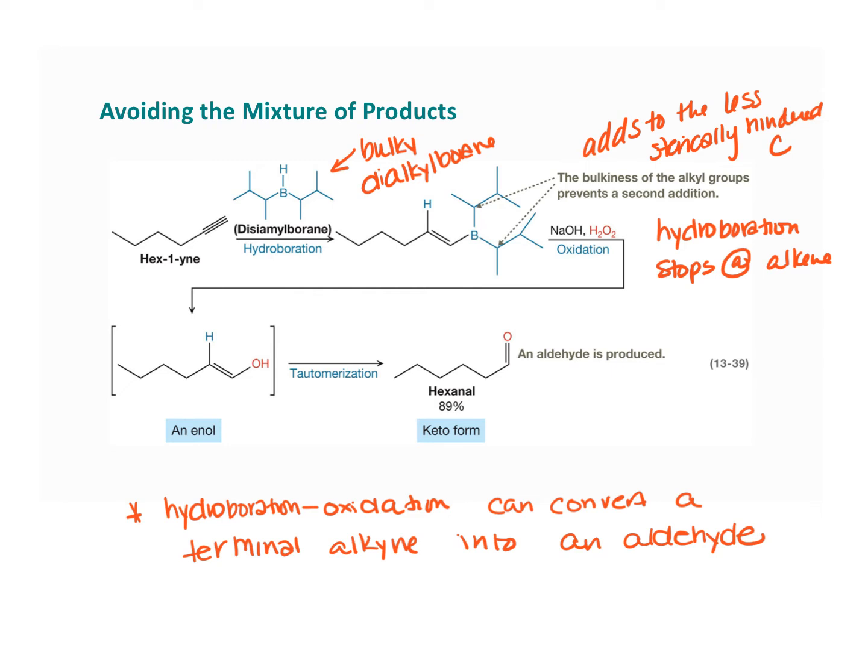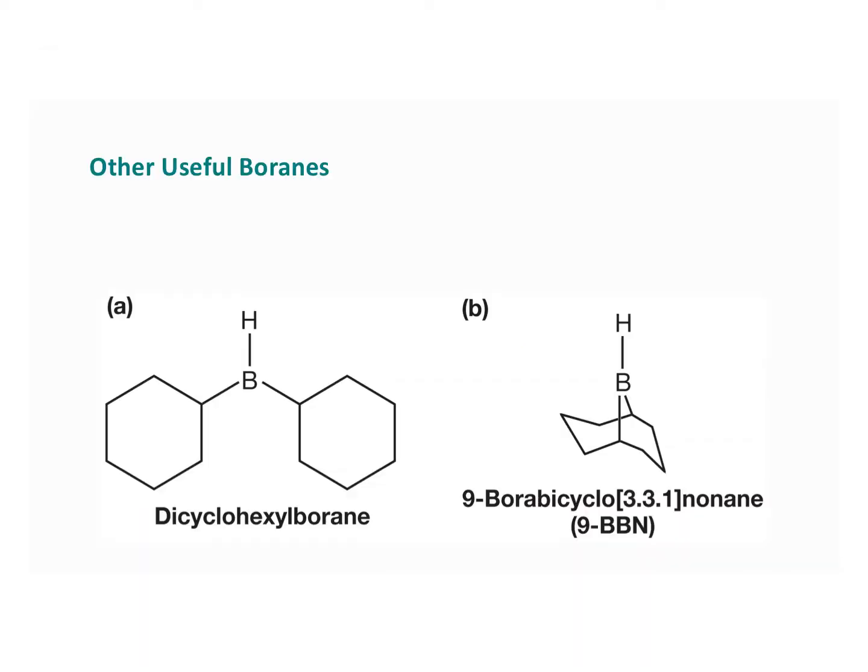Now, diisoamylborane isn't the only bulky dialkyl borane used to carry out these kinds of conversions. Two other really useful ones are shown here. One is dicyclohexylborane, and the other is 9-borobicyclo[3.3.1]nonane, which is abbreviated as 9-BBN. The 3,3,1 indicates where we see the ring taking place. You don't have to worry about that nomenclature; that would be covered in a more upper-level course. But these are two that you'll see pretty frequently, most often by this particular abbreviation.